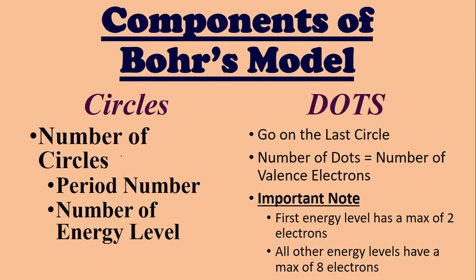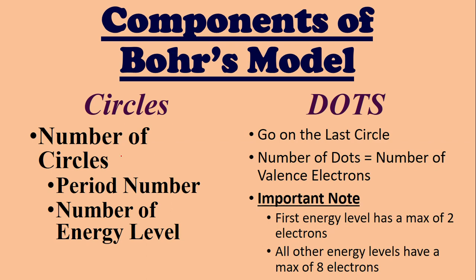To figure out the number of circles, that is whatever period the element is in, or how many energy levels it has. Remember, if it's in the second period, it has 2 energy levels. The dots, we're going to be placing just on the last circle, because the number of dots we place is equal to the valence electrons. Remember, valence electrons are the number of electrons on the outermost or last energy level. So we're just going to place dots there.